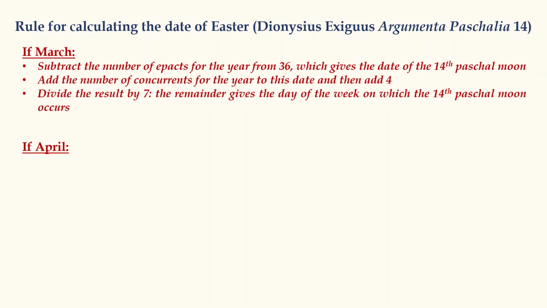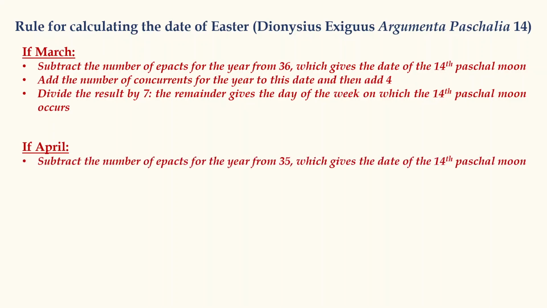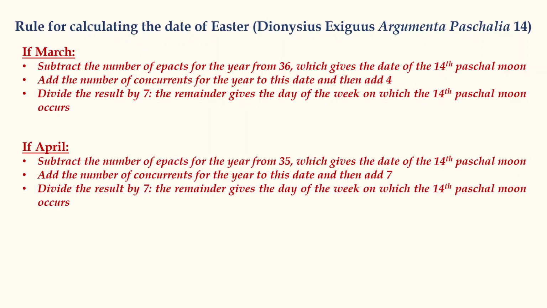If the 14th Paschal moon falls in April, we have to subtract the epacts from 35, and the result is the date of the 14th Paschal moon. Next, we add the concurrents to the date, and then add 7. Finally, we divide the result of this addition by 7, and the remainder gives us the day of the week on which the 14th Paschal moon falls.